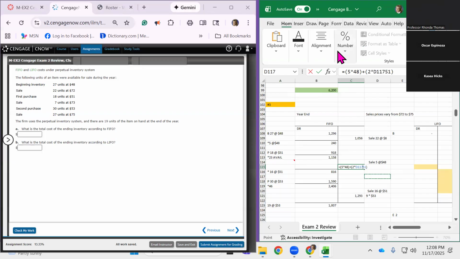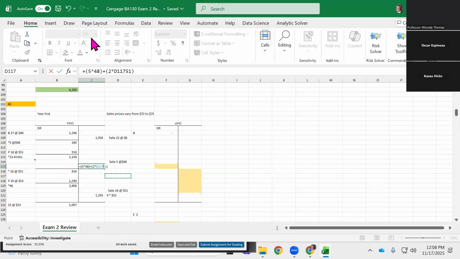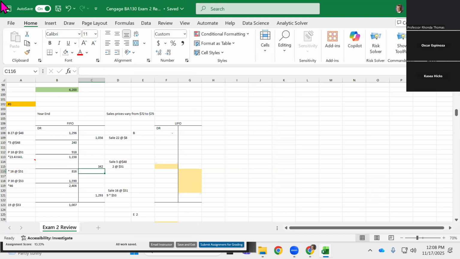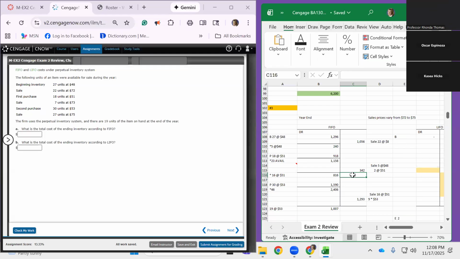Let me go back. There we go. Hit enter. So that should be good. And I know this takes a little while, especially when you can't find your mouse. Okay, and then we sold 7, which is this. And then we had 16 left of the $51 cost because we had 18. All right, and then we bought 30, and then we had 46, and then we sold 16.